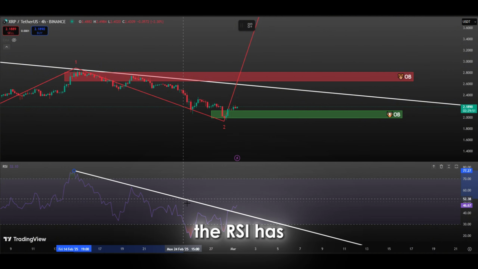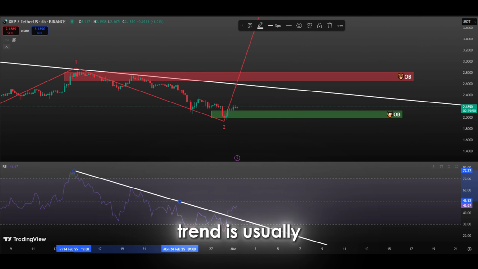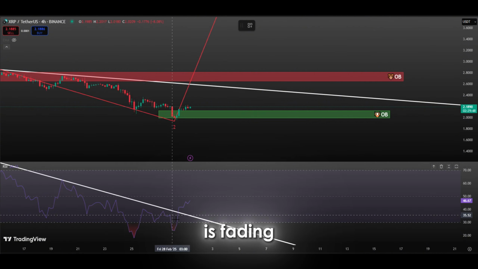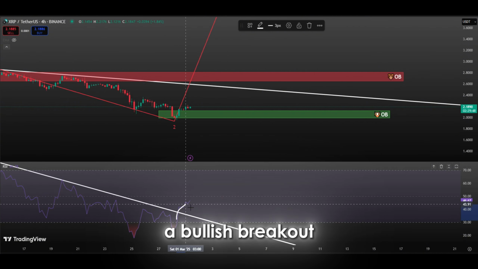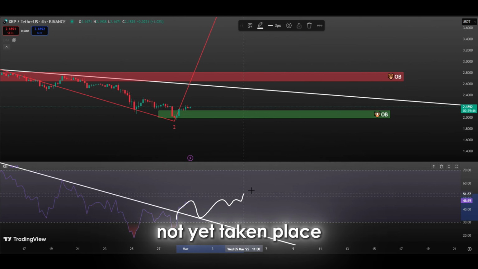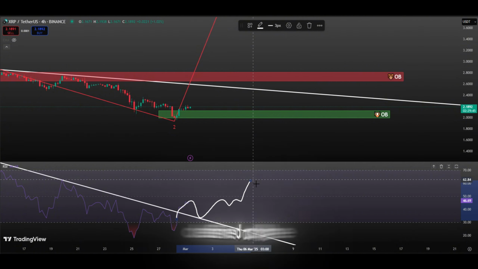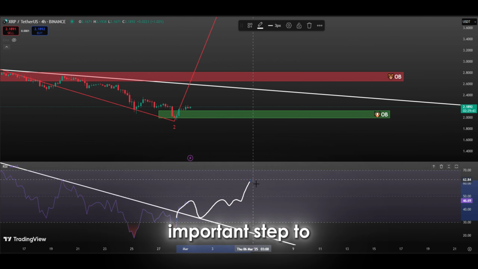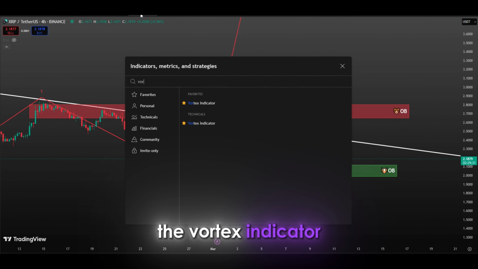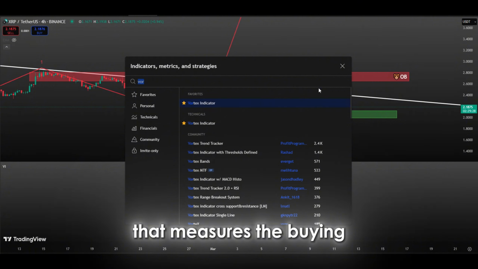However, the RSI has managed to break this downtrend. Breaking a downtrend is usually interpreted as a strong buy signal because it shows that the bearish momentum in the market is fading, and there is a potential for a bullish breakout. However, despite the fact that the RSI has made this break, a retest has not yet taken place. A retest is defined as the price returning to the level it broke and taking support from there, which is an important step to confirm whether the breakout is sustainable or not. After the retest, the RSI will be ready to increase, and since the price moves with the RSI, the price will rise with it.